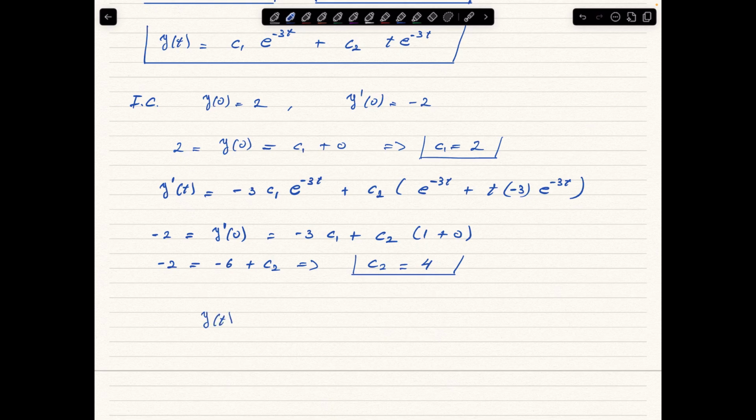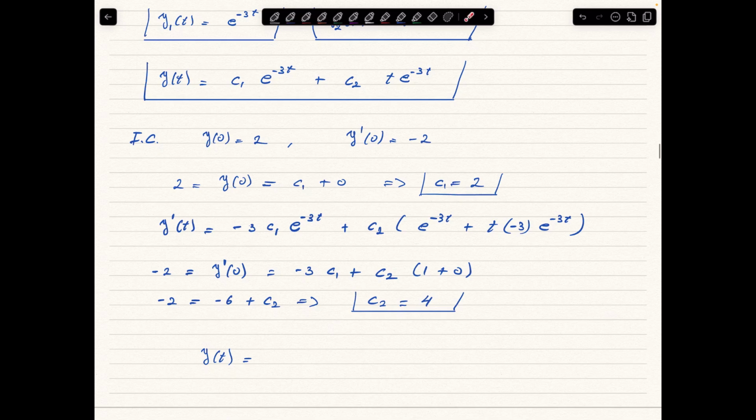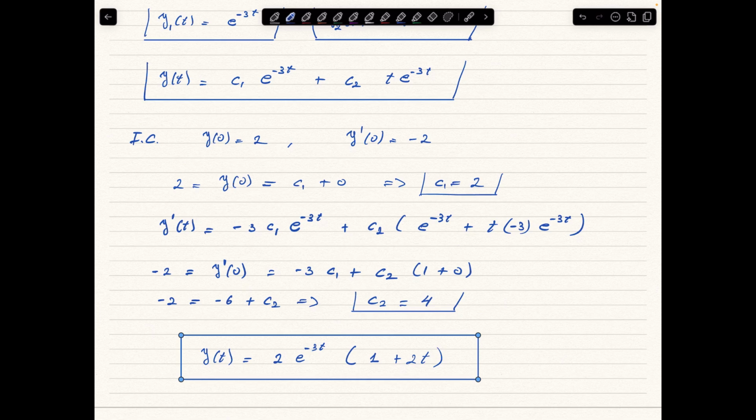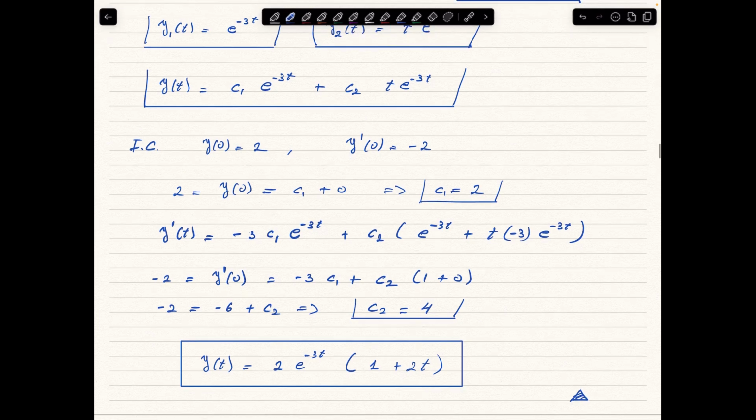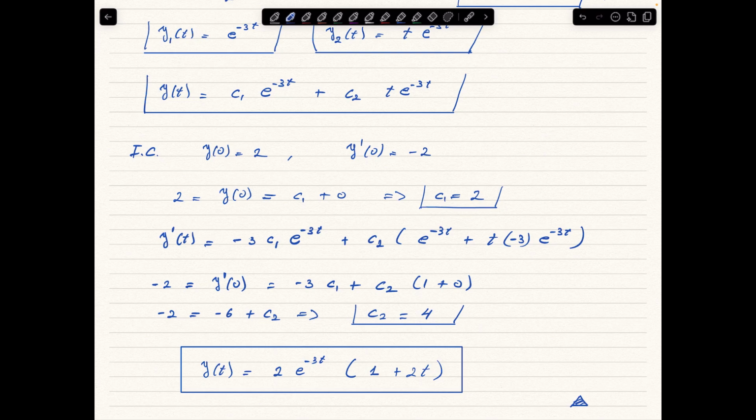We have found the solution of our problem. y of t is, by the way, we can pull the exponential as a common factor, and this is going to be 2, this is going to be 4, so we can pull a 2 as common factor. So we have 2 e^(-3t), and now we have 1 in the first term plus 2t. And this is a nicer way to write our solution for this initial value problem. And this is how we use this general theorem, guessing fundamental solutions, and then we can find solutions to initial value problems in the two cases, repeated root or different roots.